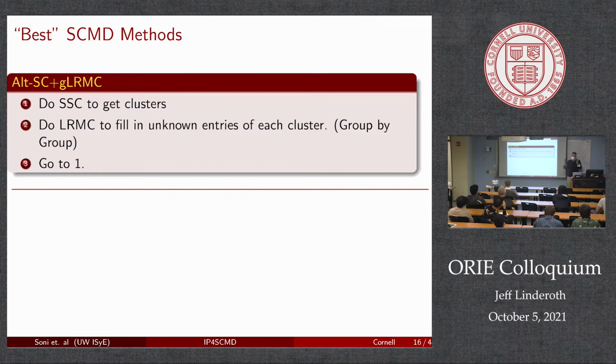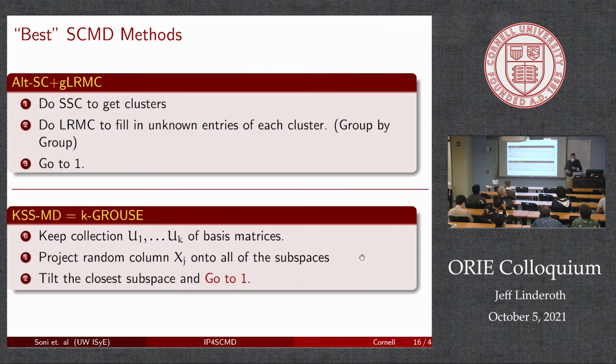So that's the first method. This is one of the state-of-the-art methods for solving this, an iterative application of sparse subspace clustering interspersed with a low-rank matrix completion. And then the K-GROUSE or KSSMD: instead of having just one subspace that you're going to tilt the point to, you take a point and you check all of the subspaces that you have, see which one is closest, and tilt it to that one, and then repeat. So again, a very simple method.